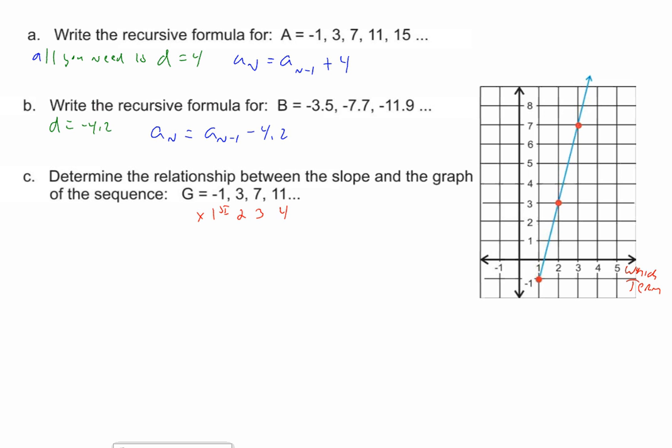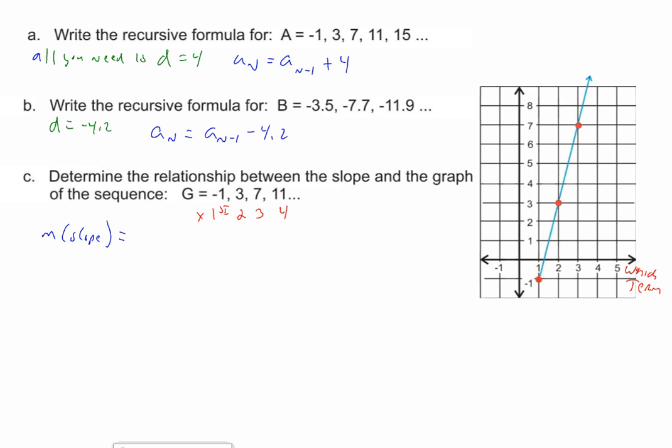So the number of the term is the x value, the input. The output is the value of the term. Therefore, you get the point (1, negative 1), the point (2, 3), the point (3, 7), the point (4, 11). What is the slope of the line? Surely everybody remembers how to figure out slopes of lines. If not, shame on you. Shame on me. Shame on everything. So somebody tell me the slope of that line.